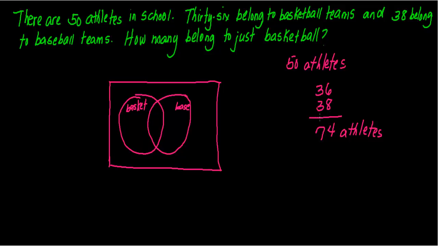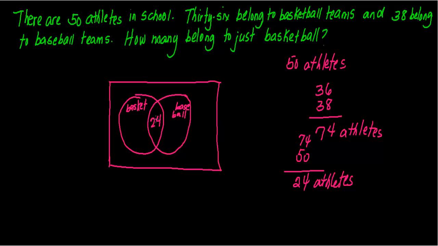Now, how many of these athletes belong to both? Well, if there are only 50 athletes and I have 74 that I just calculated, that means I have 24 athletes in excess of 50, which are the 24 athletes that belong to both. Okay, so these 24 belong in the intersection. These are the ones that are in both in baseball and basketball.